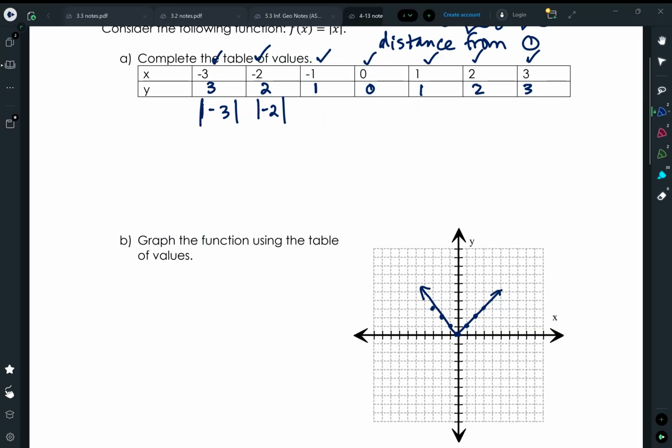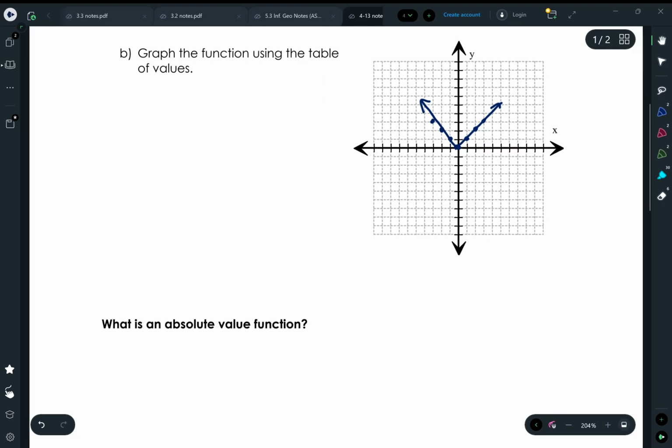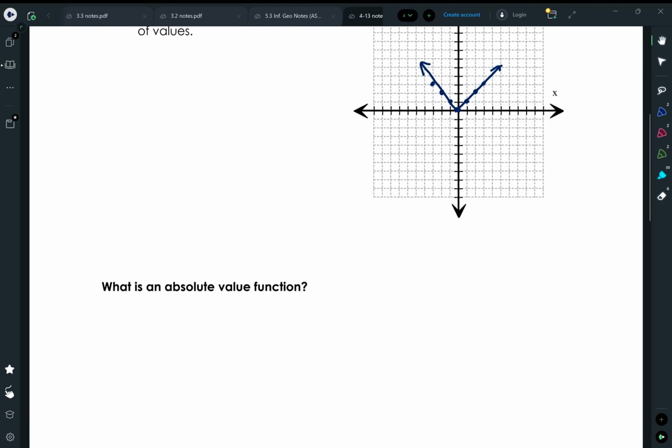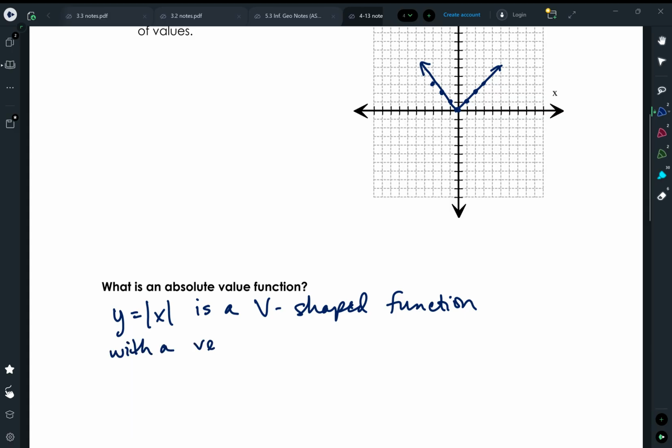So just to add a little bit more about our absolute value function. The absolute value, so y equals absolute value x, is a v-shaped function with a vertex at 0, 0.